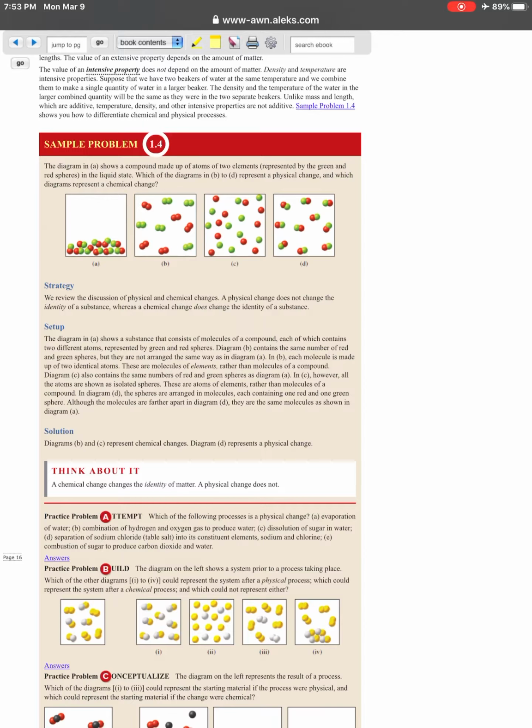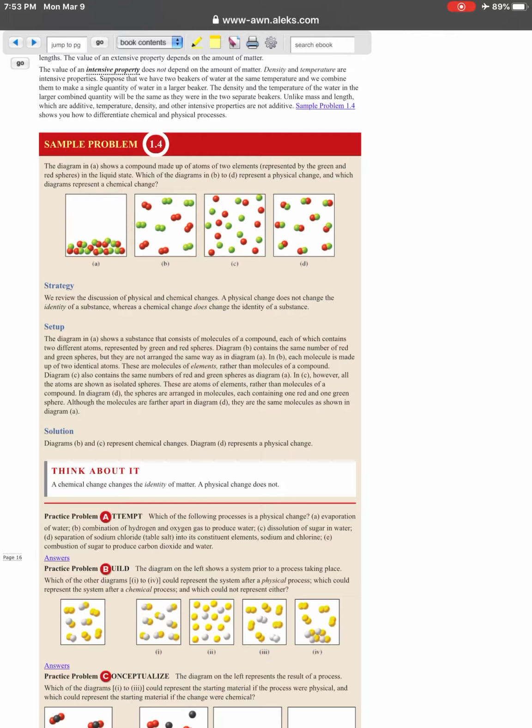So sample problem 1.4. The diagram in figure A, right below, shows a compound made up of atoms of 2 elements represented by the green and red spheres in the liquid state. Which of the diagrams from B to D represent a physical change and which diagrams represent a chemical change? So take a look at A. What you'll see are little combinations of what we call diatomics, a green one with a red one. So those little pairs of atoms, red and green, red and green. Those are actually called molecules.